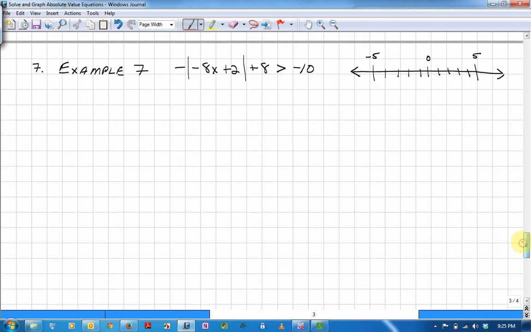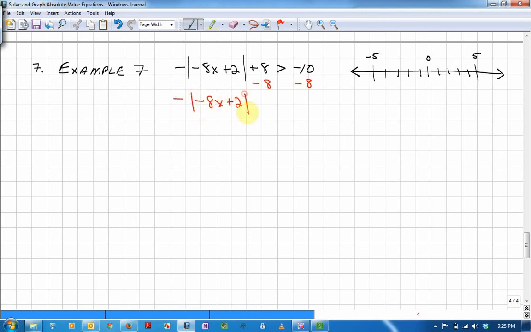Okay, let's do one more example, and this one has a lot of stuff going on. The first thing I have to do, again, is to isolate the absolute value. So the first thing I want to do is get this 8 to the other side. So I would subtract 8. And that would give me a negative 8x plus 2 is greater than a negative 18.